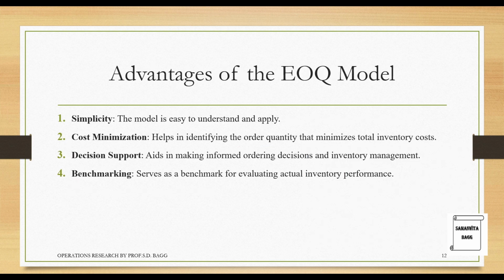Next, we will talk about the advantages of the EOQ model. The first thing is simplicity. The model is easy to understand and apply. Second, cost minimization: it helps in identifying the order quantity that minimizes total inventory costs. Decision support aids in making informed ordering decisions and inventory management. Benchmarking, which is very important, serves as a benchmark for evaluating actual inventory performance. So once you know that you have to order in a particular quantity, then accordingly you can evaluate your inventory and you can set a benchmark of this value.